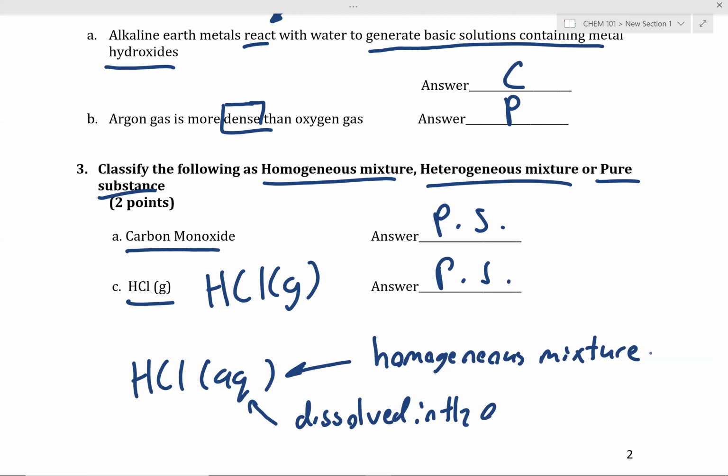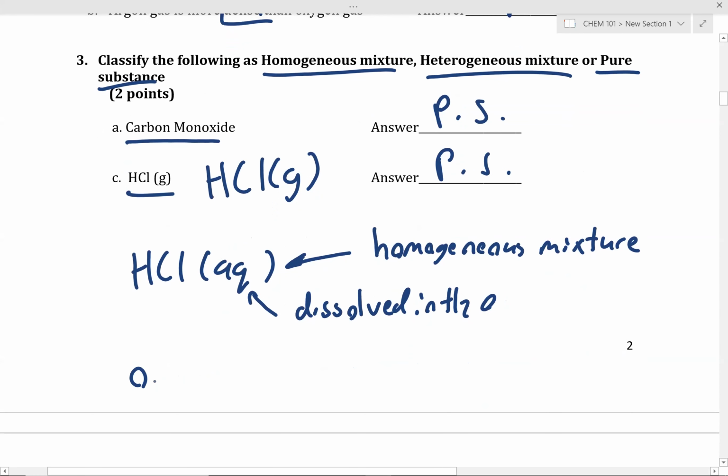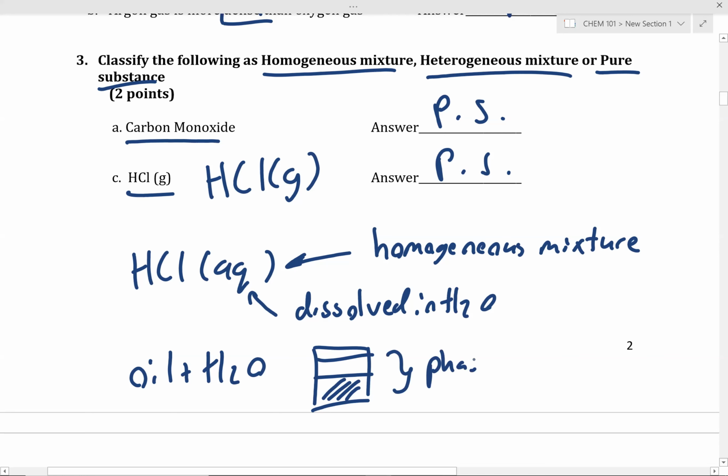Any other questions on this? Heterogeneous. The best example of a heterogeneous mixture would be oil plus water. You have two or more pure substances that do not mix, so there is a clear phase boundary and inconsistent composition throughout. Those are the keywords you should look at when you think about heterogeneous mixtures. Okay, let's keep moving on. Any other questions? Okay.